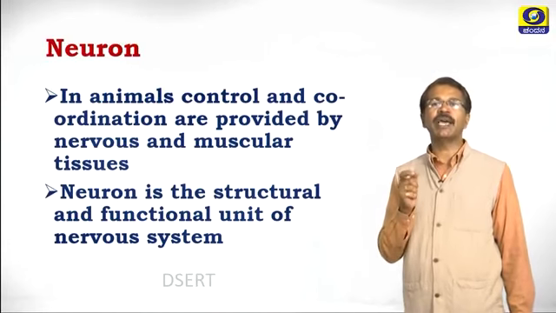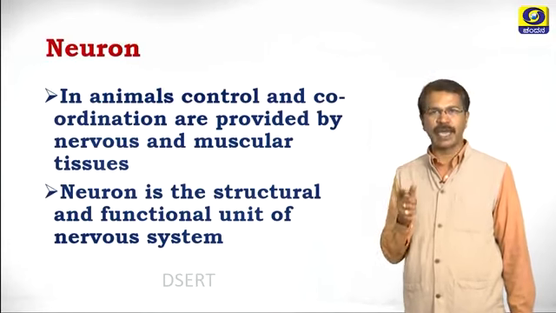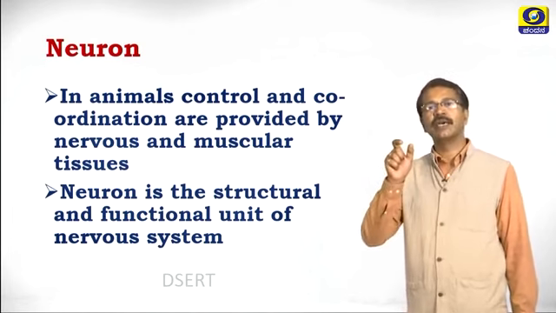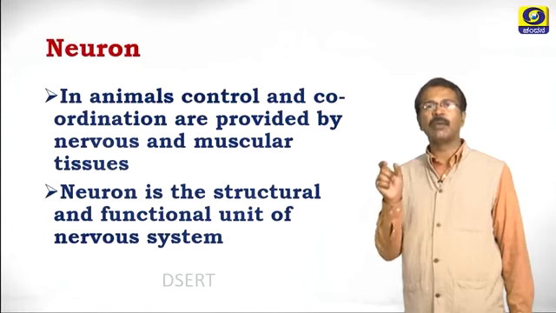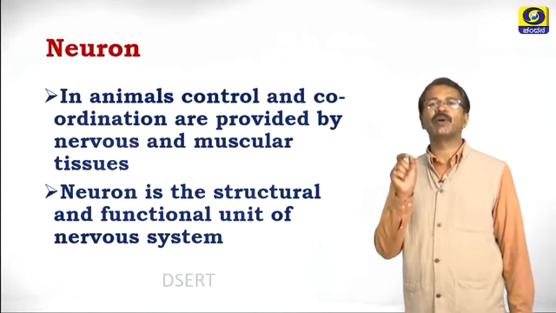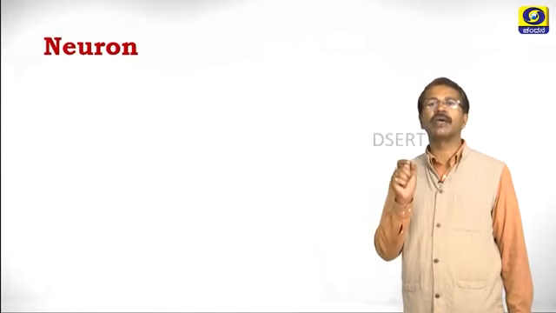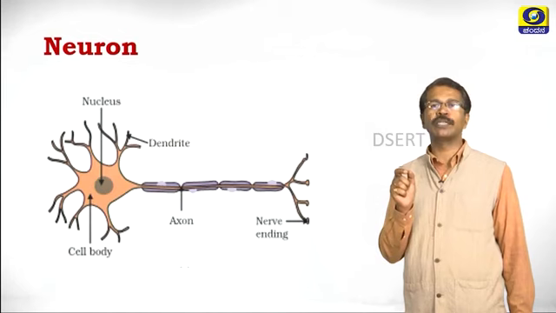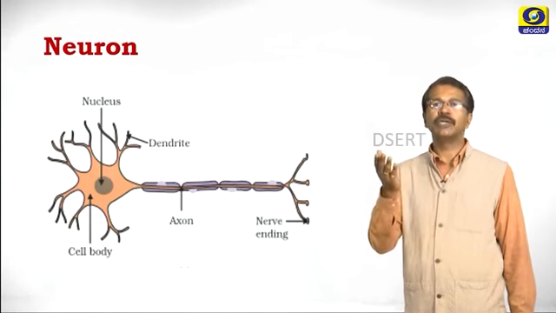But the speciality of these neuron cells is that they are not connected to each other. They are just laid side by side, but not connected. There will be a small gap between each neuron. That small gap we call a synapse. Now students, look at the diagram of the neuron.